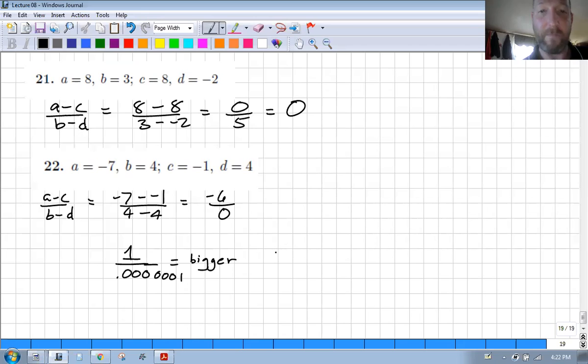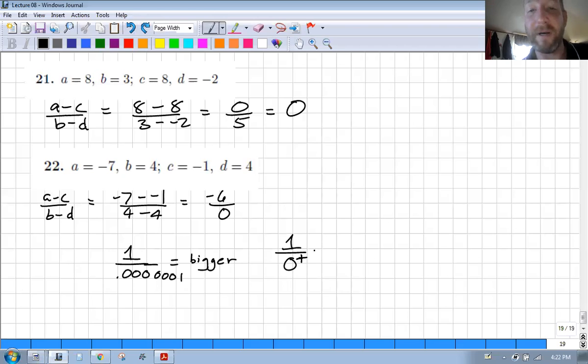So I'm going to use some notation here. I'm going to put 0 plus. And what I'm saying here is a number that's not 0, but it's so close to 0, it may as well be. But it's a positive number. So plug in numbers that are smaller and smaller, getting closer and closer to 0, and they're all positive.